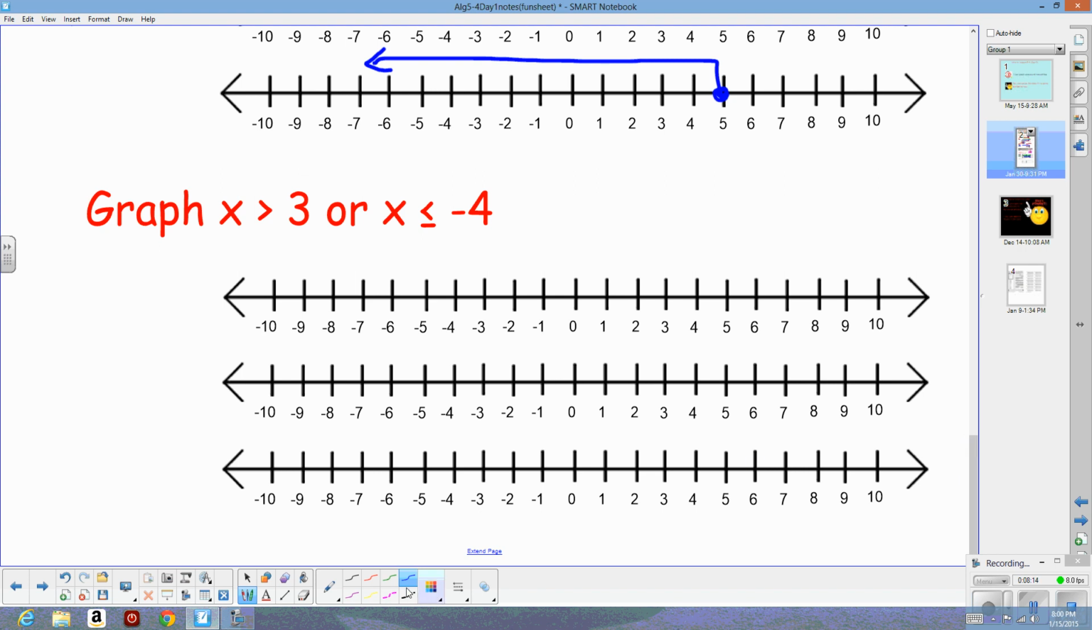Our last example, graph x is greater than 3 or x is less than or equal to -4. Well, x is greater than 3 is going to be an open circle on the 3. Greater than 3 is going to go to the right. Now for x is less than or equal to -4, filled in on the -4, and it goes to the left.